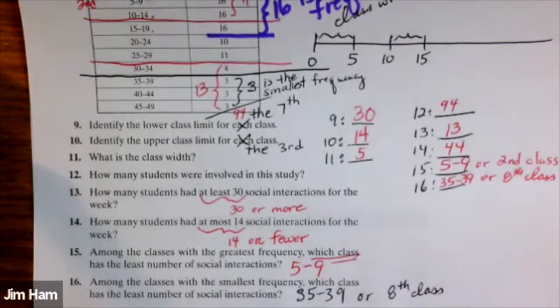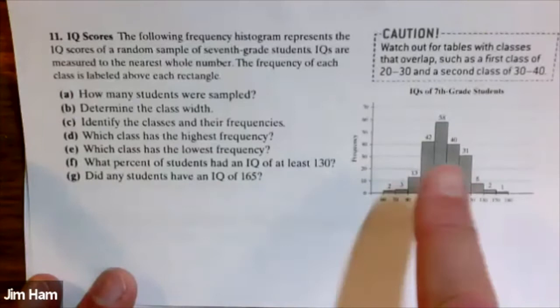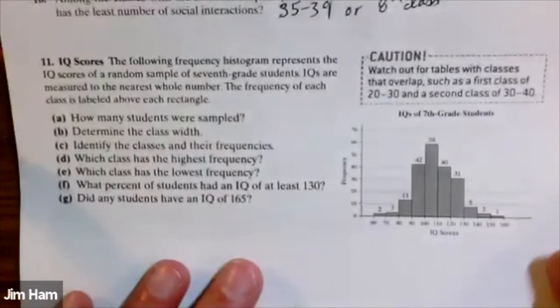Early on, you were asked to construct a frequency distribution. This problem is something similar, but instead of interpreting a table, you're asked to interpret a graph. You're going to be asked the same sorts of questions, but the data are presented not in a table this time, but in a graph. And if you wanted to, you could actually construct the table.